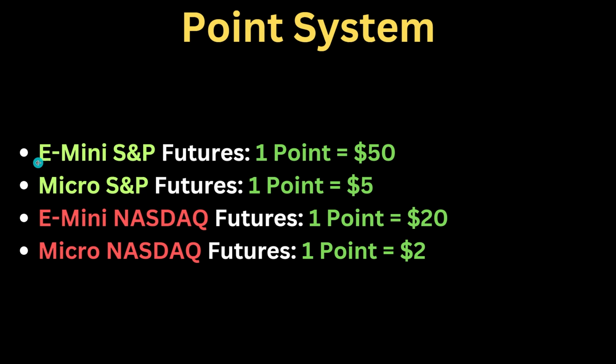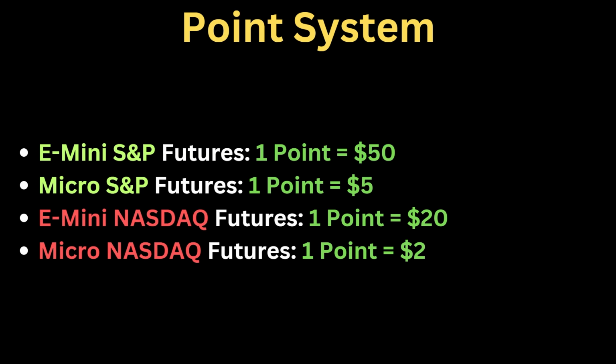So if you decide to trade the E-mini S&P futures, 1 point is going to equate to $50. So let's say that price is trading at 4,000 on the S&P futures and you buy one long. Well, if price goes up to 4,001, you're going to make $50. If it goes up to 4,002, you're going to make $100. If it goes up to 4,010, you're going to make $500.